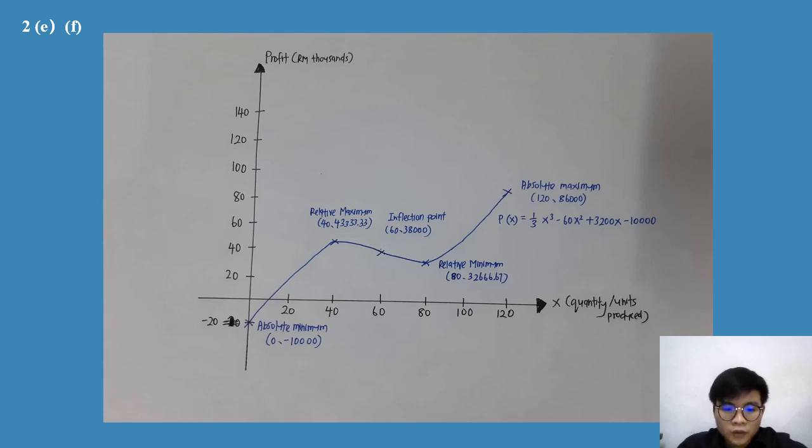If we combine all the coordinates and important points, we can get the curve that represents the profit function, which is 1 over 3x cubed minus 60x squared plus 3200x minus 10,000.